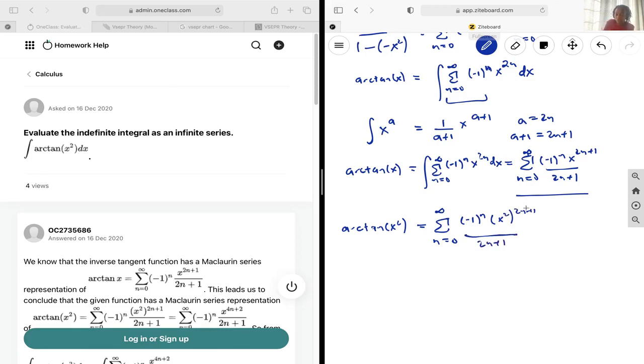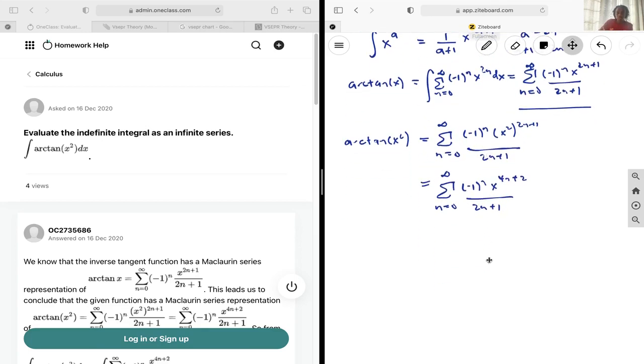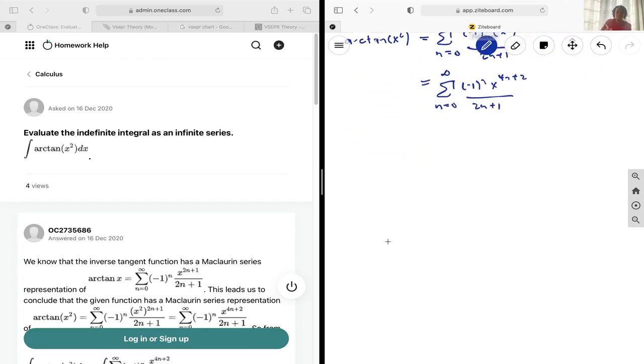We know that we're going to multiply these two according to exponent rules. So it becomes from n is equal to 0 to infinity, negative 1 to the power of n, x to the power of 4n plus 2, all over 2n plus 1. Okay, so now we need to remember that the question is asking for the integral of arctan x squared. So let's go ahead and find that. And that is going to be the integral of what we have here. So from n is equal to 0 to infinity, negative 1 to the power of n, x to the power of 4n plus 2, all over 2n plus 1.